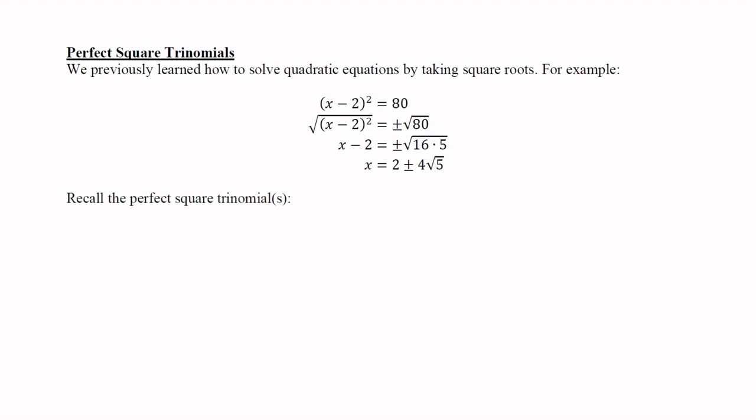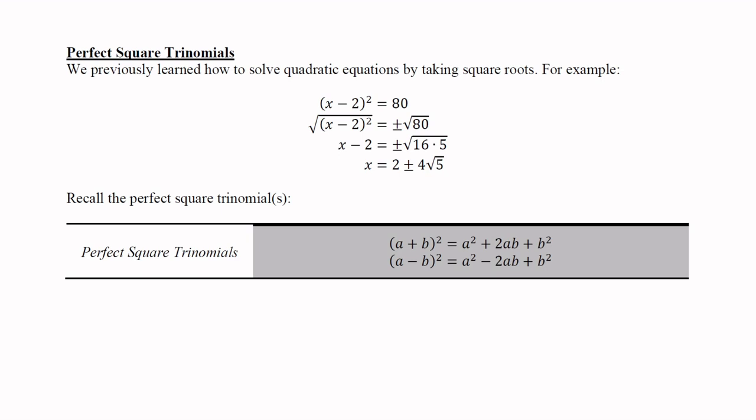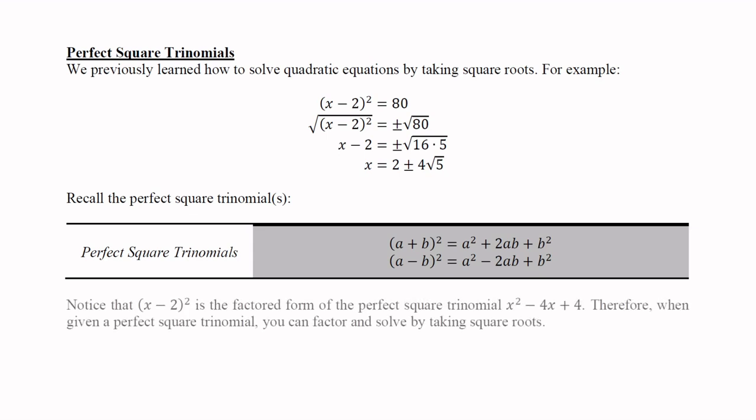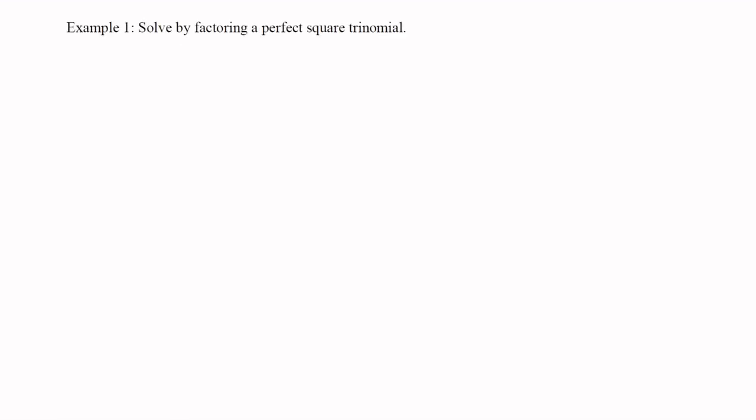Recall that perfect square trinomials are of the form (a plus or minus b)^2 = a^2 plus or minus 2ab plus b^2. We can take something that is a perfect square trinomial and factor it so that we can take the square root of each side and solve by taking square roots. So let's do a couple of examples where we solve by factoring a perfect square trinomial.